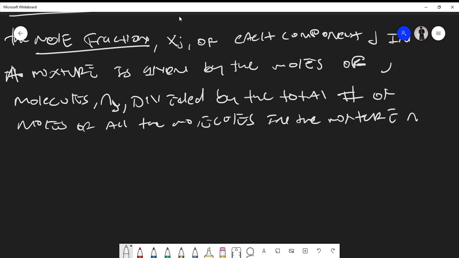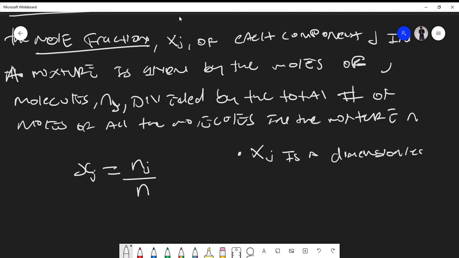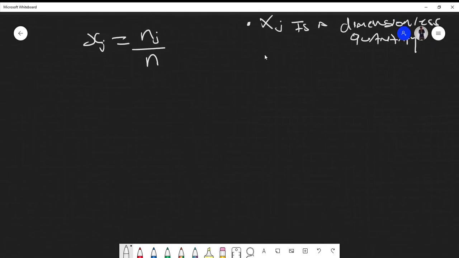So what do I mean? Well, let's look at the equation. We say that xj is equivalent to nj divided by the total number of moles n. So this is our mole fraction formula. Now, one thing we want to keep in mind here is that xj is a dimensionless quantity, so there are no dimensions to it.